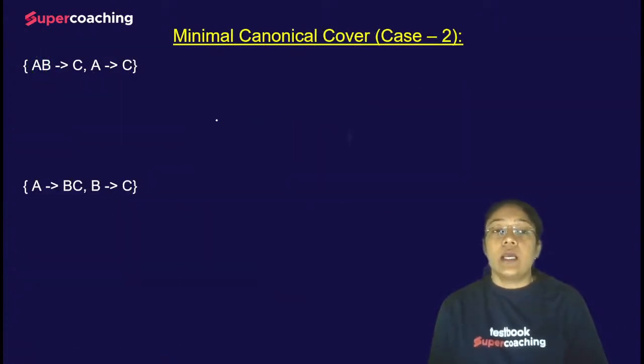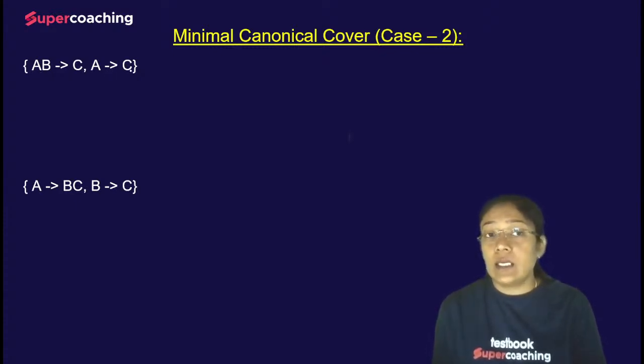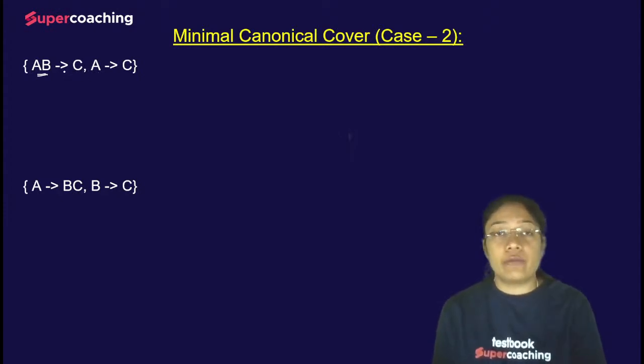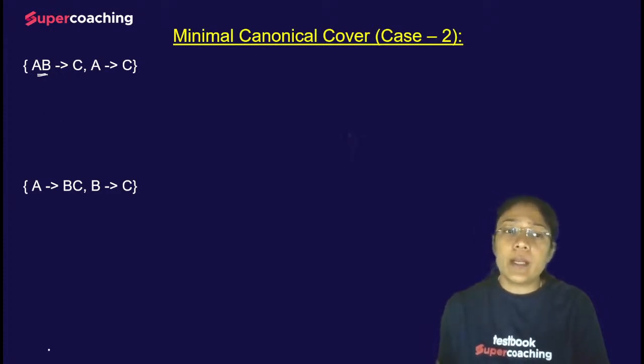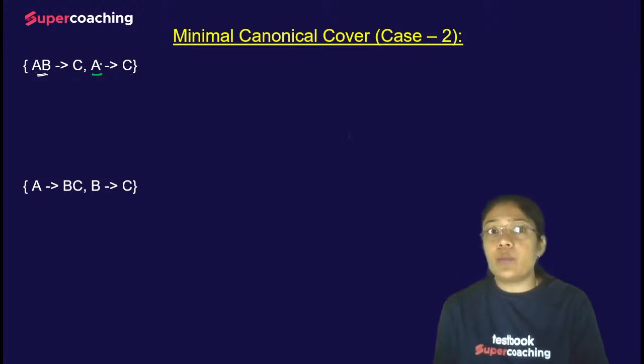Okay, here is the next example. AB determines C and A determines C. In this case, is there any extraneous attribute? AB मिलकर C को determine कर रहे हैं और AB से कोई functional dependency नहीं आ रही है. So there is no possibility of having any extraneous attribute. So what will be its minimal canonical cover? Here the idea is अगर अकेला A C को determine कर रहा है, if A alone is determining the attribute C, then what is the purpose of AB determining C? If A is determining C, so obviously AB will also determine C.